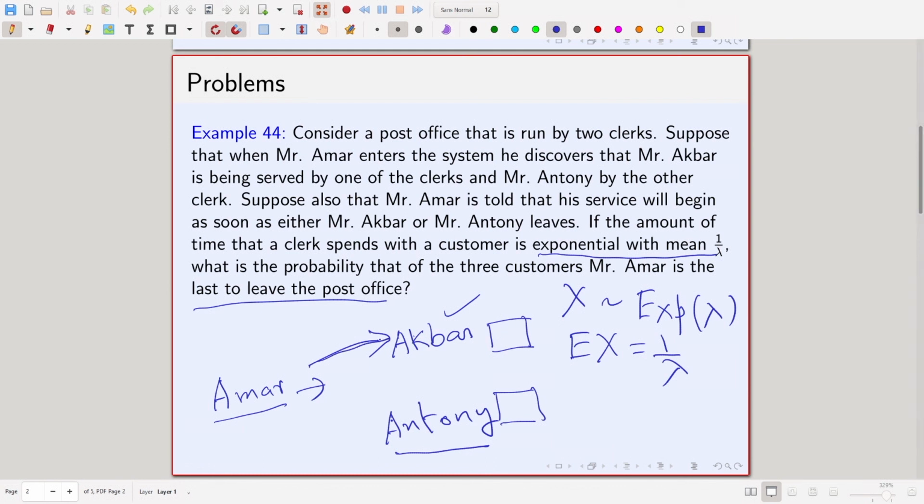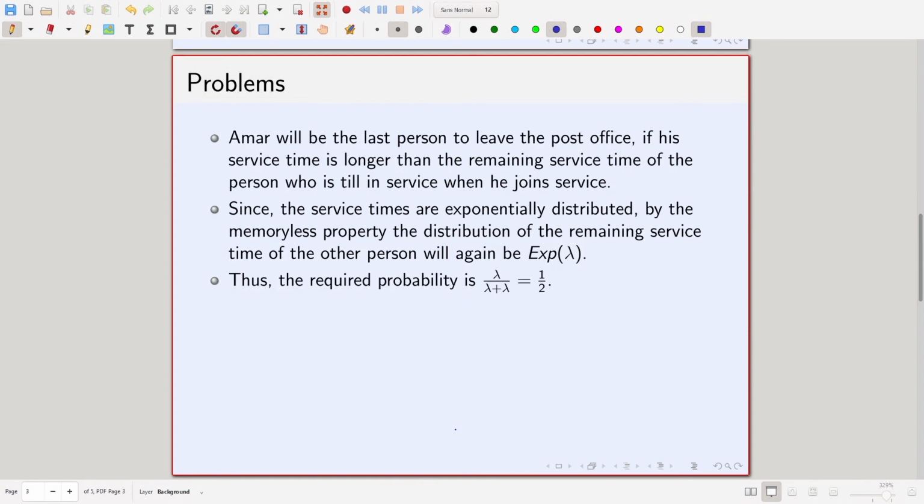Amar will go to this clerk, fine. Now, who are in service? Mr. Amar and Mr. Antony, fine. Now, Mr. Amar will be the last person to leave the post office if Mr. Antony finishes before Mr. Amar. That means, because Mr. Antony was already in service, if the remaining service time of Mr. Antony is less than the total service time of Mr. Amar, right. So, you have to find out the probability that such a thing happens.